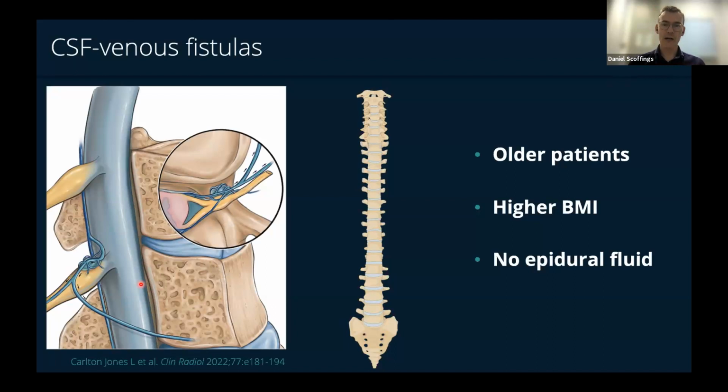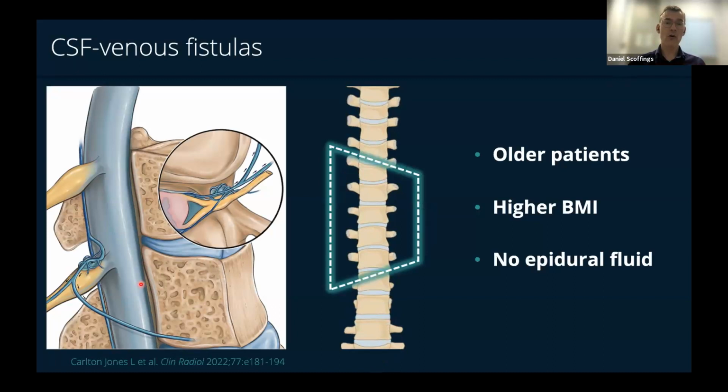These are not associated with epidural pooling of fluid because the fluid is leaking directly into veins, allowing unregulated loss of CSF. These types of leaks can occur anywhere, but they're more common in the lower thoracic spine, and they're more common on the right side of the spine than on the left.